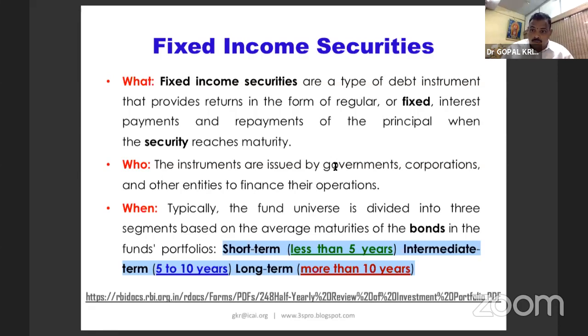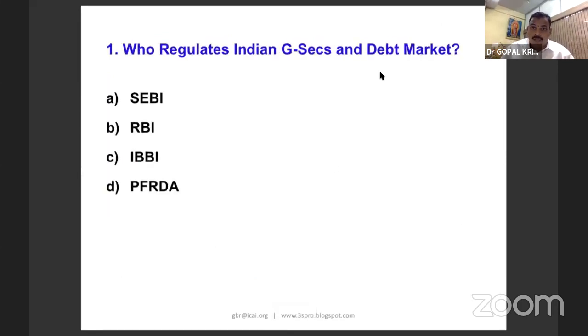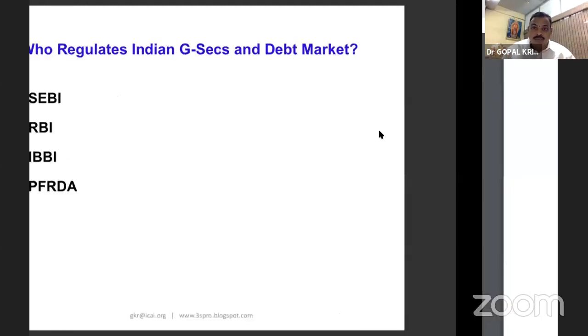Okay. So with this, let me take you to the first one. Who regulates the Indian G-Sec and debt market? Any idea? Who regulates Indian G-Sec, meaning government securities, and the debt market? I'm not getting any answers. Is it Reserve Bank of India? SEBI? Oh, very good. So we're getting different answers. Good.